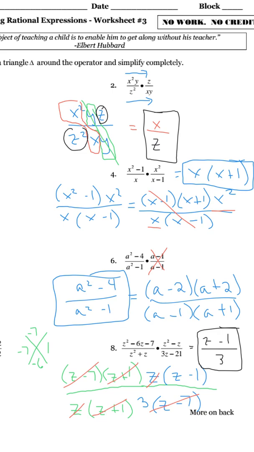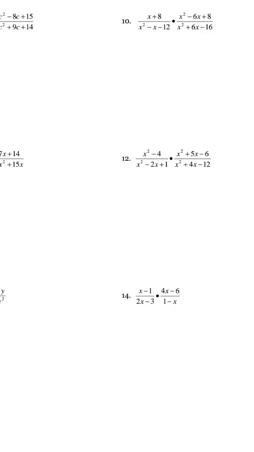So that is the front. Let's go ahead now and take a look at the back. So here's 10, 12, and 14. Once again, I'm going to do the even numbers. So we've got x plus 8 over x squared minus x minus 12 times x squared minus 6x plus 8 over x squared plus 6x minus 16.